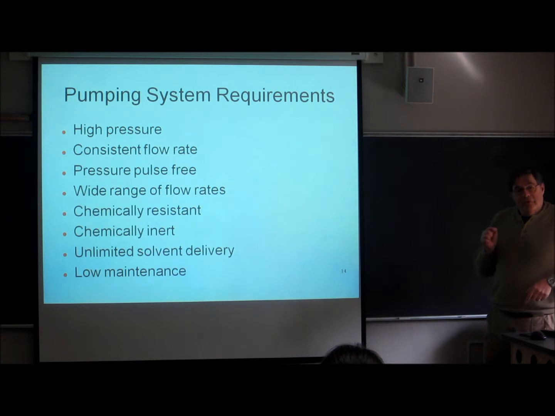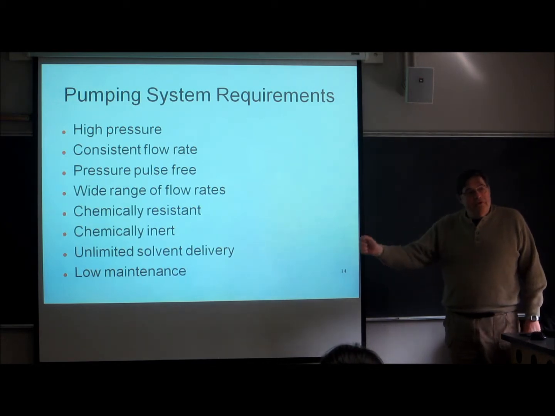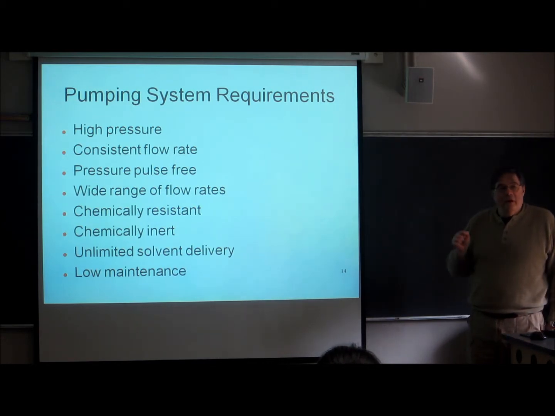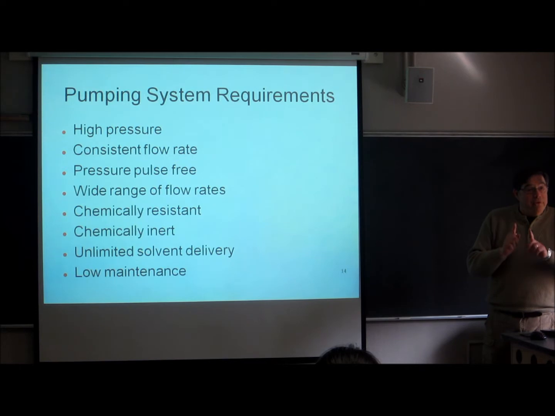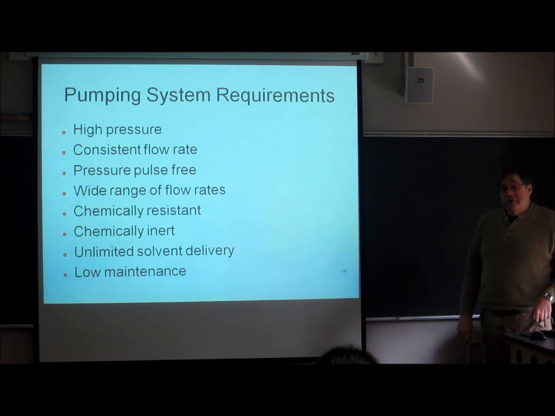Every pump that is a reciprocating pump, like the ones you're going to be seeing here with a piston that moves in and out, has the ability to create a pulse. And what we have to do is dampen the pulses by using both multiple pumps and by using pulse dampeners. We have to have a wide range of flow rates, as high as maybe 5 mils per minute for analytical work, and maybe a couple hundred mils per minute for preparative work.